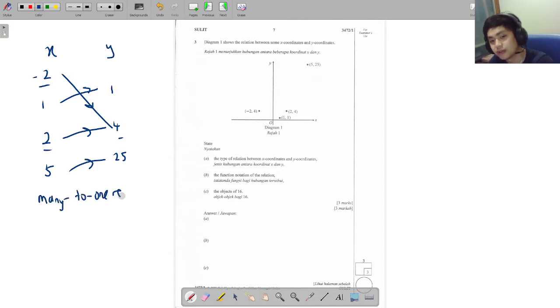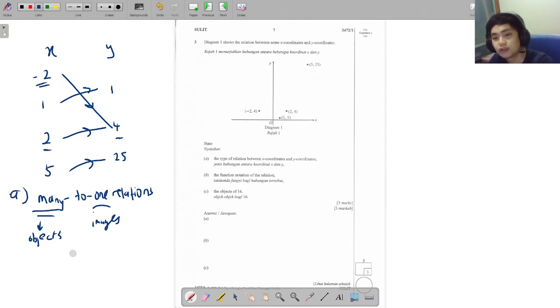So how we differentiate the relations is basically the first word represents the objects and the second word represents the images. So in this case, there is more than one object going to one image, so we say many to one in that sense. So this is A.